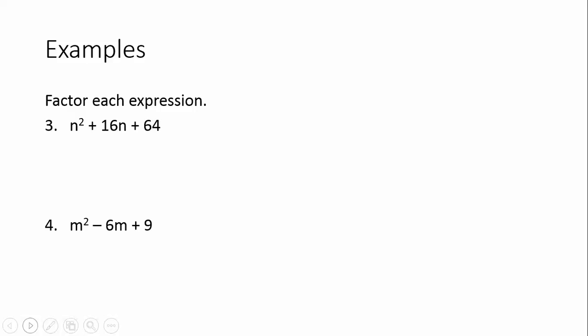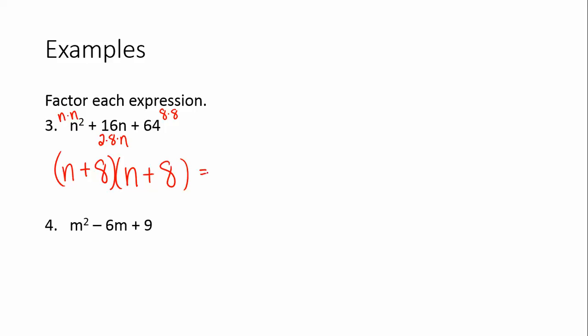Okay, if you want to pause the video and try 3 and 4 on your own. Again, we do have a perfect square. This is n times n. This is 8 times 8. And this is 2 times 8 times n. Remember, it's 2 times a times b. So that gives you 16n. This problem is actually just like problem 2, except it's a plus sign. So it's going to be n plus 8 times n plus 8, or n plus 8 quantity squared.